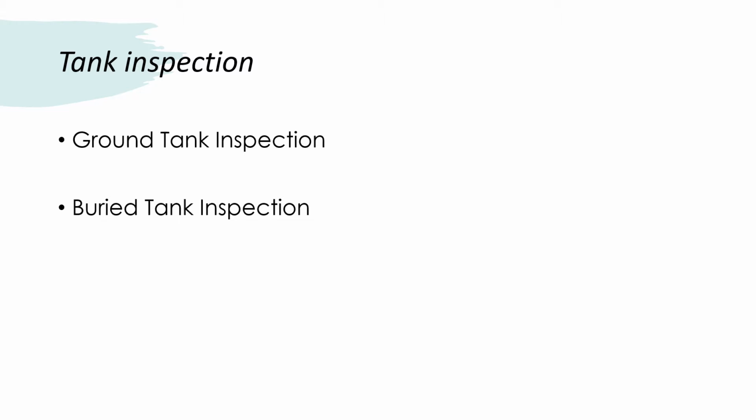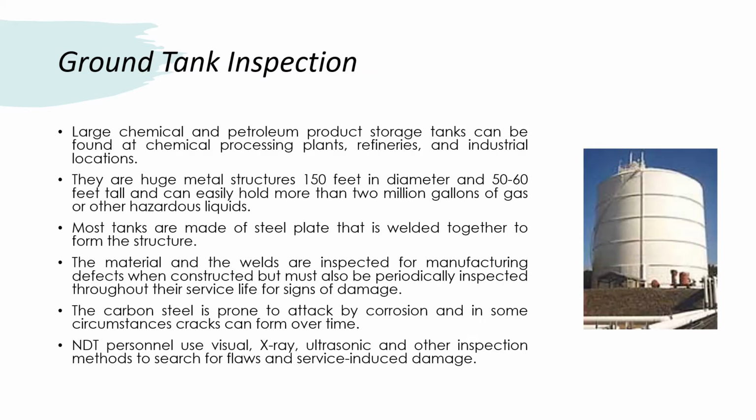So basically there are various types of tanks we have already seen. There are a number of tanks, that means water tank, petrol tank, gas tank, which are basically divided into two types. One is ground tank inspection, which is above the ground, and the other is buried tank inspection, which is under the ground. So today we have to discuss tank inspection. Let's start with ground tank inspection.